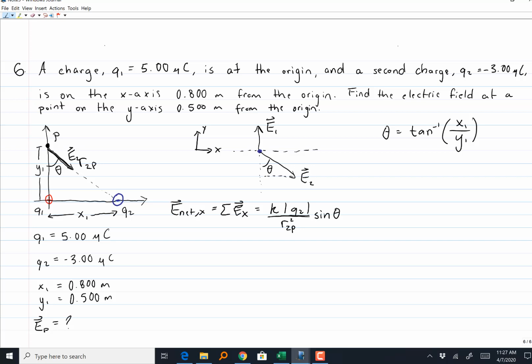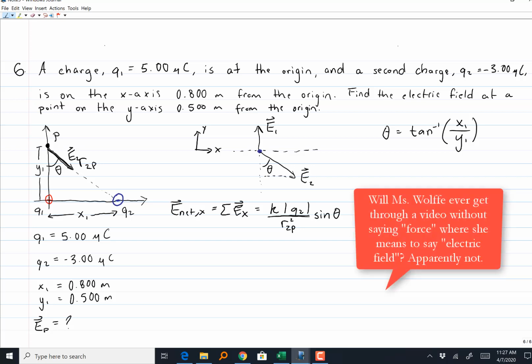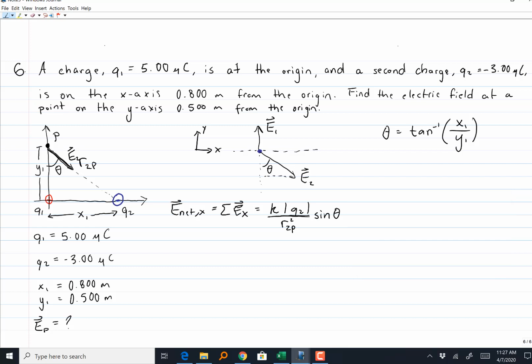All right, so that's the only field in the x direction, so we've got that x component, except that we do not have this distance r2p yet, so let's write that down. Again, this is the hypotenuse of my right triangle, where the legs of my right triangle are x1 and y1, so x1 squared plus y1 squared. Take the square root, and that'll give me that hypotenuse, that distance between point P and Q2.